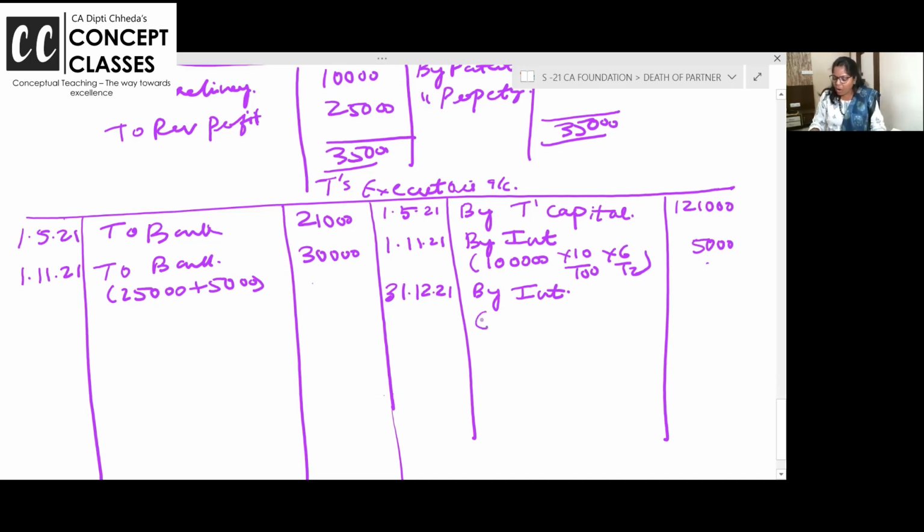Now, out of 1 lakh, how many installments were paid? 4. 25,000 you pay, so 75,000 rupees you are still using at 10% for 2 months. What are these 2 months, dear students? November and December. These are the 2 months.